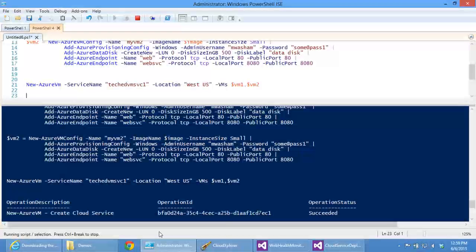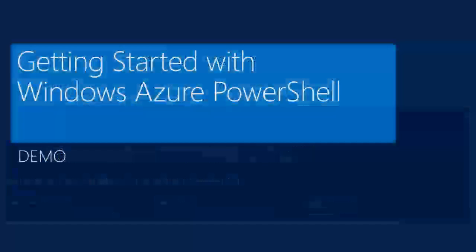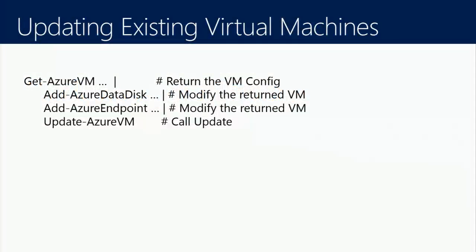So let's jump back over to our slides a little bit and talk about how you update it. We just saw how you can use a few lines of code to create a couple of virtual machines, but how do you actually go off and modify something that's up and running?